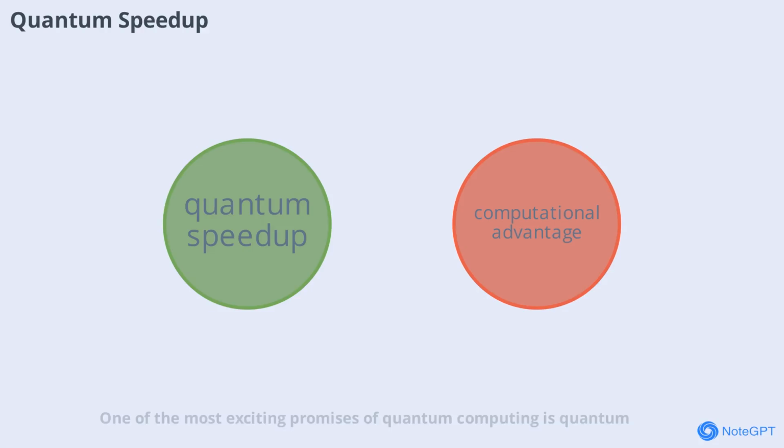One of the most exciting promises of quantum computing is quantum speedup, the ability to solve certain problems much faster than classical computers. This is possible because quantum computers can explore many possibilities at once, thanks to superposition and entanglement. For example, tasks like factoring large numbers or simulating molecules can be completed in a fraction of the time. Next, we'll look at real-world applications where quantum speedup could make a significant impact.